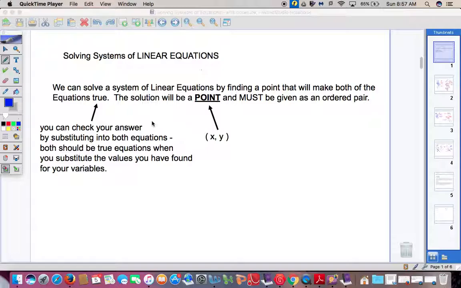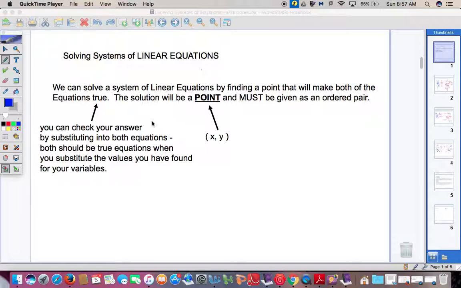So we're solving systems of linear equations. Videos have already been posted for how to solve by substitution, solving by elimination, and solving by graphing. And so this isn't another way of solving a system of equations, but it's just what happens with special cases.